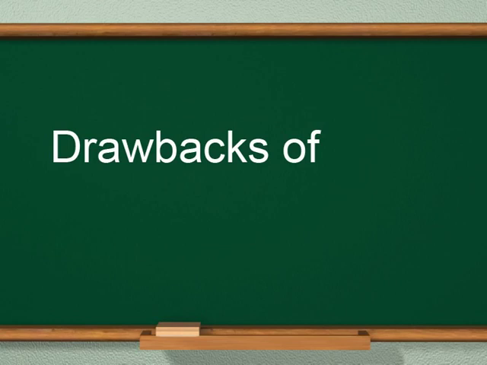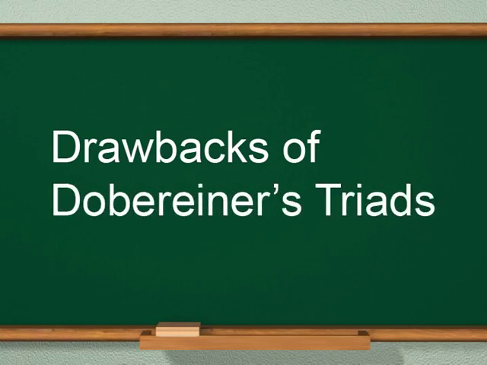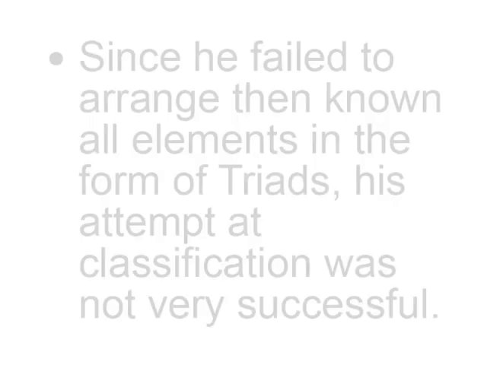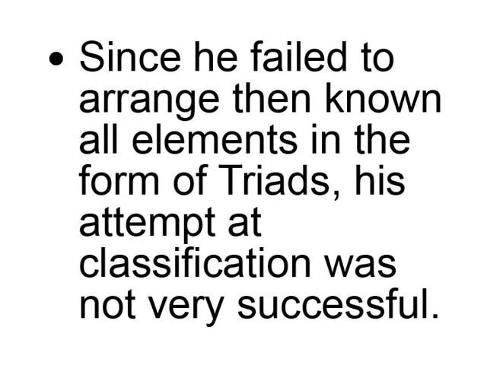Drawbacks of Dubreiner's triads. Main drawback of this theory was that the concept of triad can be applied only to limited number of elements. Since he failed to arrange then known all elements in the form of triads, his attempt at classification was not very successful.